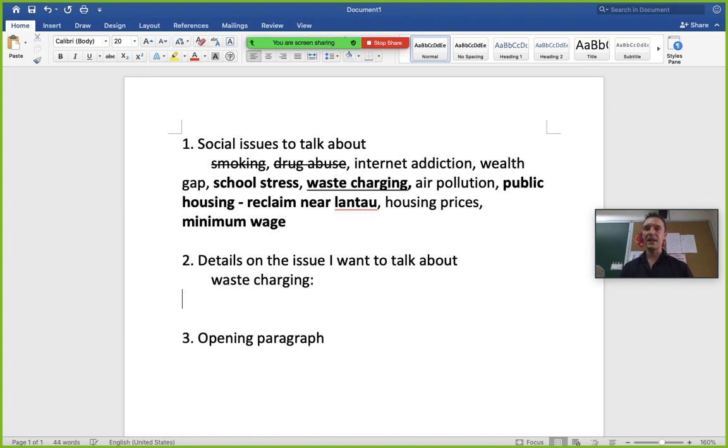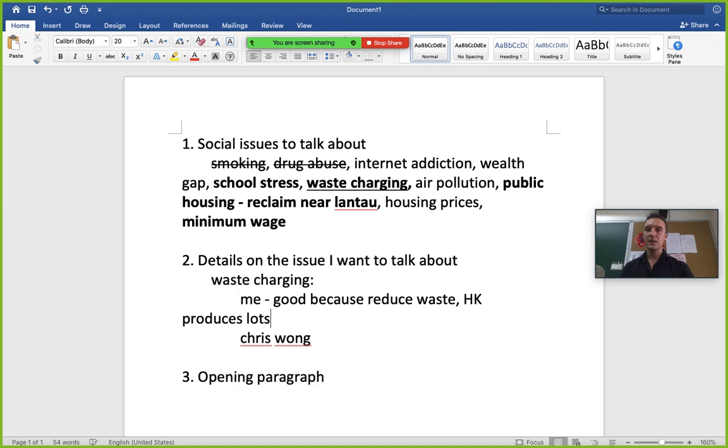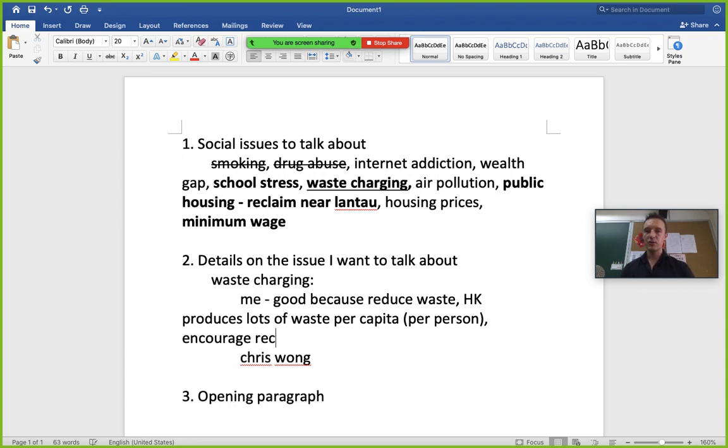Okay, so I'm going to do waste charging, and I don't have a pen and pencil, so here I'm just going to try to do brainstorming like this. Me and Chris Wong. I think it's good. We can reduce waste. Hong Kong produces lots of waste per capita, which means per person. Both are okay words, phrases. It will encourage recycling. Those are the main reasons. I can get started on Chris Wong now.